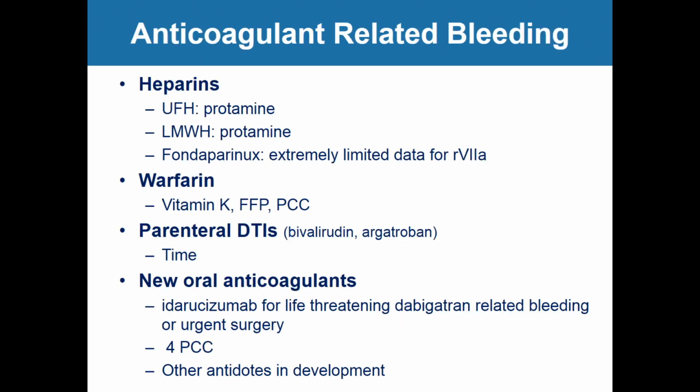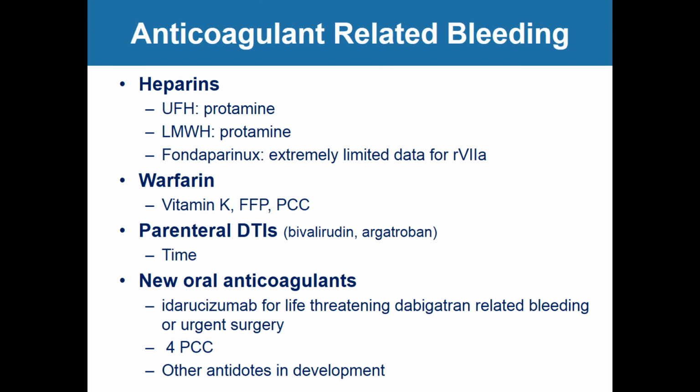We switch gears from DIC to anticoagulant-related bleeding. How do we manage anticoagulant-related bleeding? I think everybody is familiar with management of heparin-related bleeding. If a patient is on unfractionated heparin or has had a large dose of unfractionated heparin, protamine can be used to reverse all of the unfractionated heparin. For those patients being treated with low molecular weight heparin, protamine will reverse roughly 60 to 80% of the activity. It will not fully reverse low molecular weight heparin.